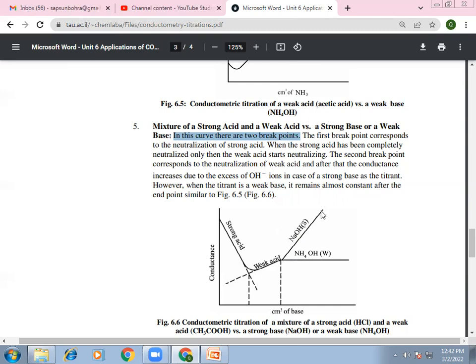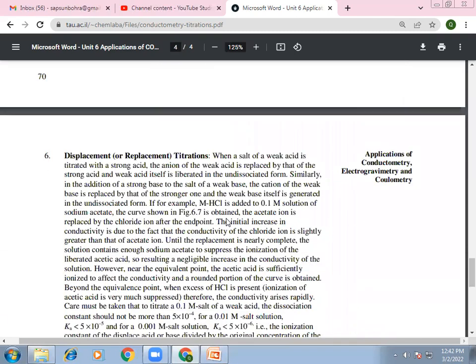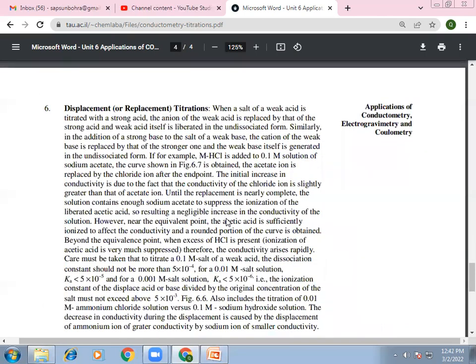अगर हम NaOH के साथ उसको titrate कर रहे हैं, however when the titrant is weak base जैसे इसके NH4OH, okay, तो आपका end equivalence point के बाद ये almost constant रहेगा. Okay, so this is a graph of mixture of strong acid and weak acid versus strong or weak base. तो यहाँ पर हमको दो break points मिलेंगे. Then one more example is displacement titrations.